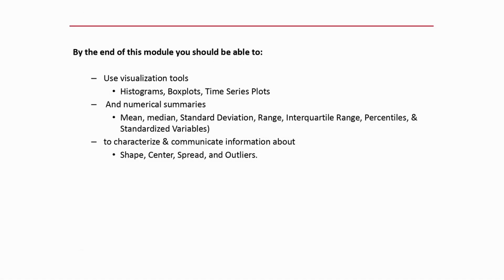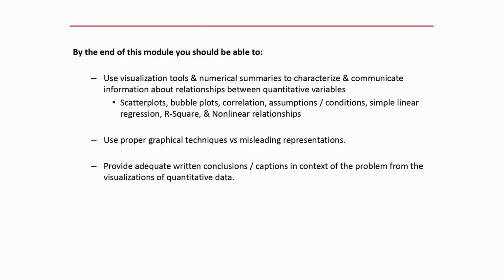So here's our list of to-dos for this module. We're going to go over visuals, numerical summaries. We're going to talk about shape, outlier, center, and spread. And then in the next module, we're going to talk about regression, correlation, and scatter plots.